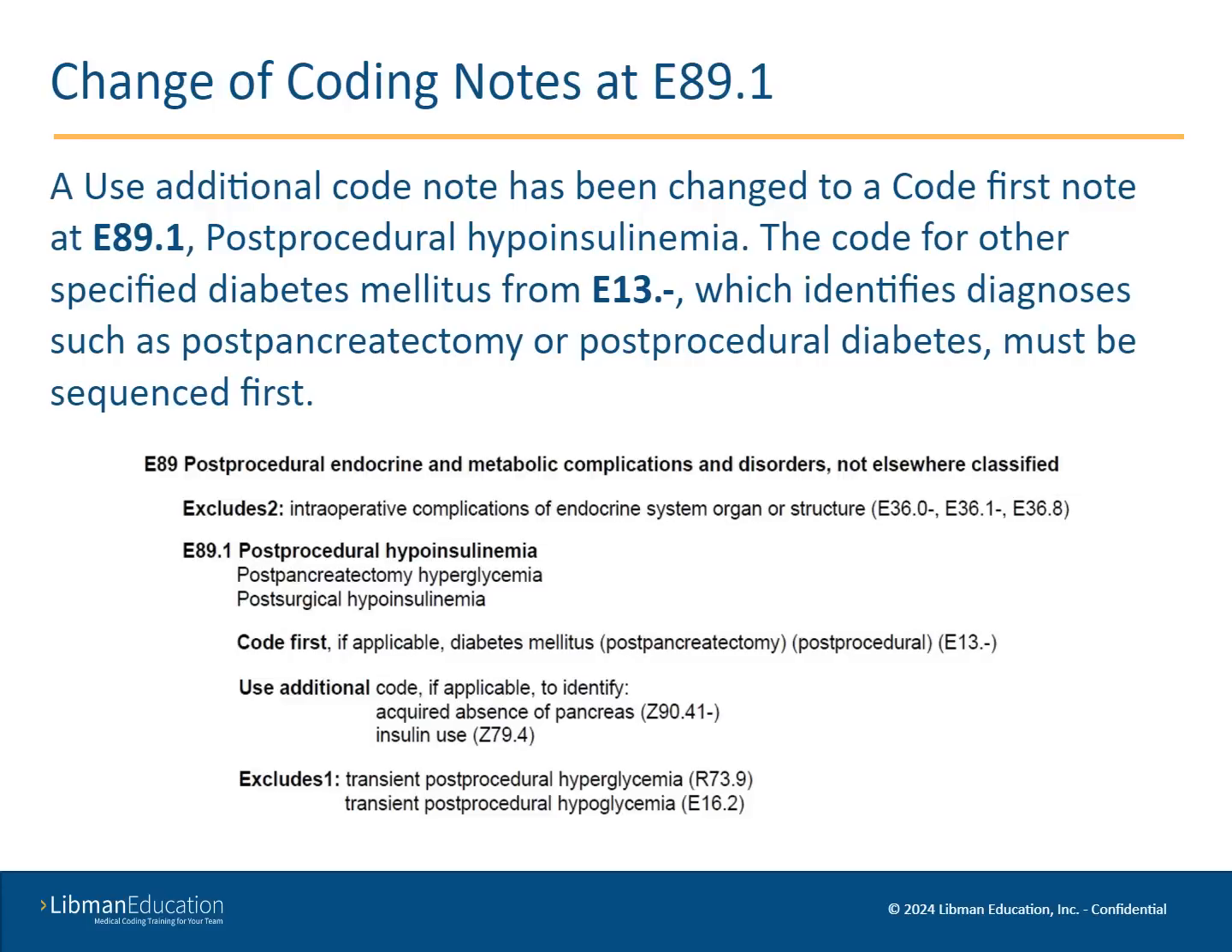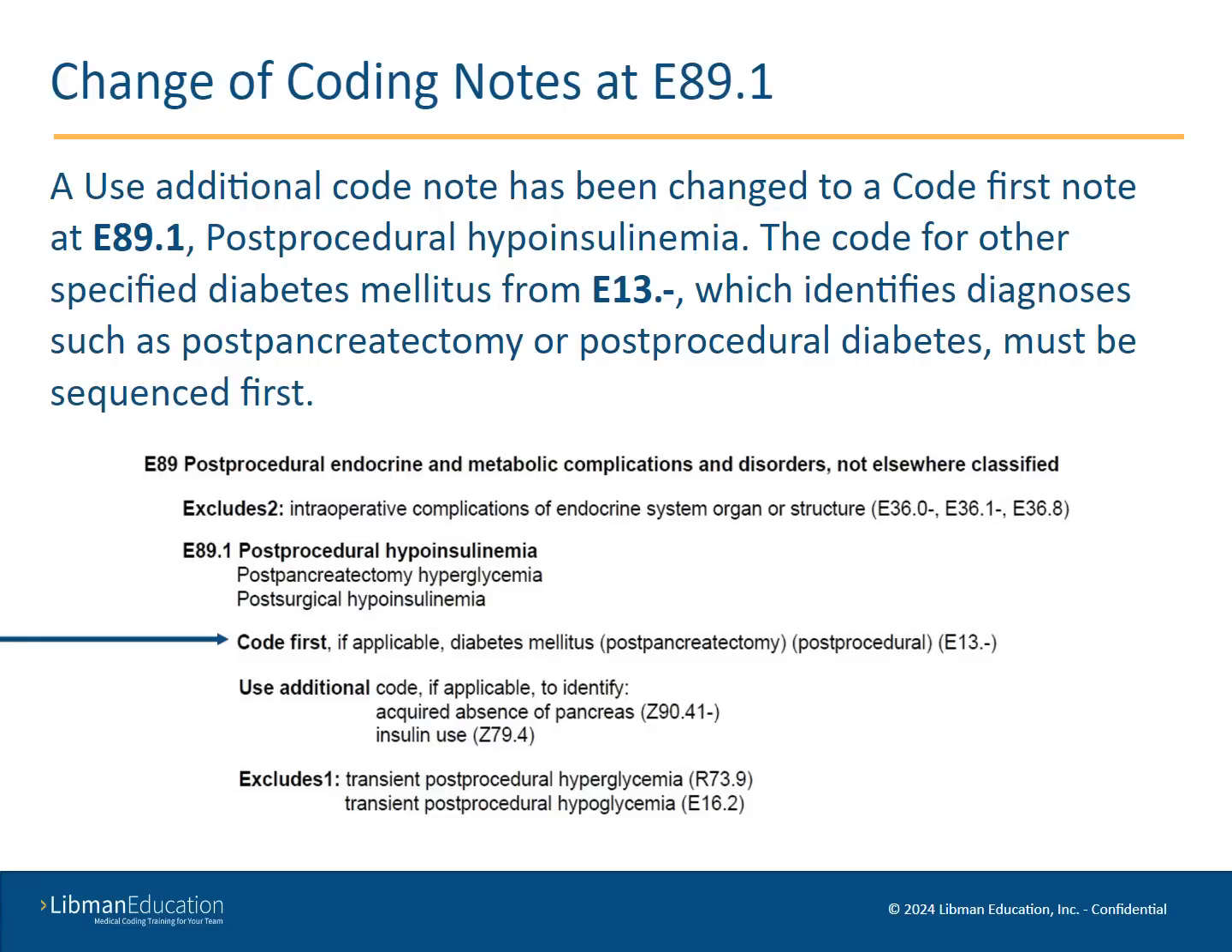A use additional code note has been changed to a code first note at E89.1, post-procedural hypoinsulinemia. The code for other specified diabetes mellitus from category E13, which identifies diagnoses such as post-pancreatectomy or post-procedural diabetes, must be sequenced first. A note here that depending on what your principal diagnosis is, this could have an effect on your DRG. So the code first note says, if applicable, you'll code that diabetes code first. Keep that in mind. Pay attention to your documentation.